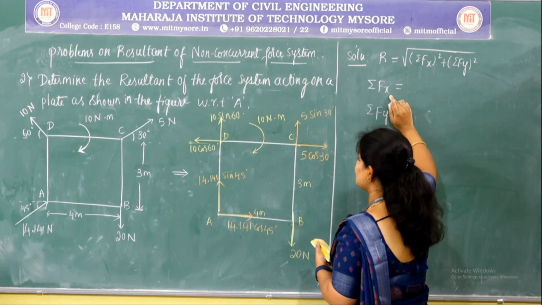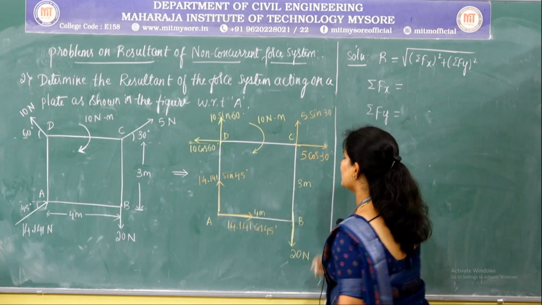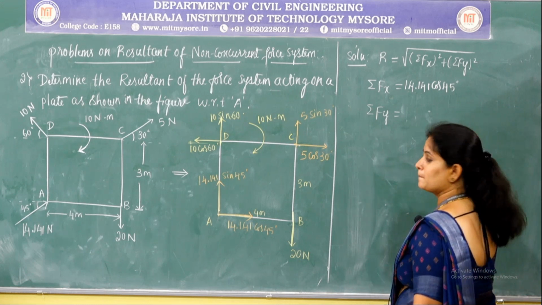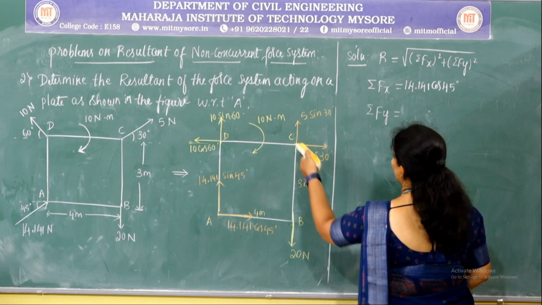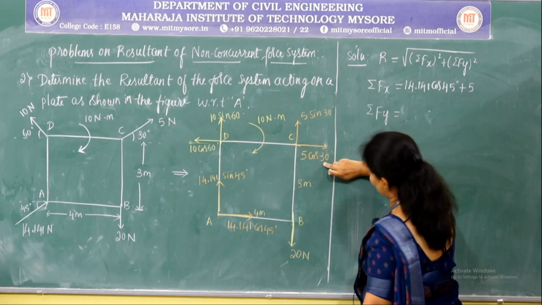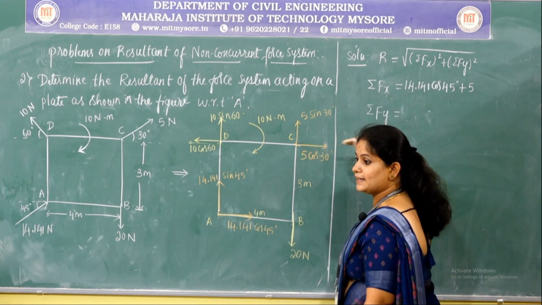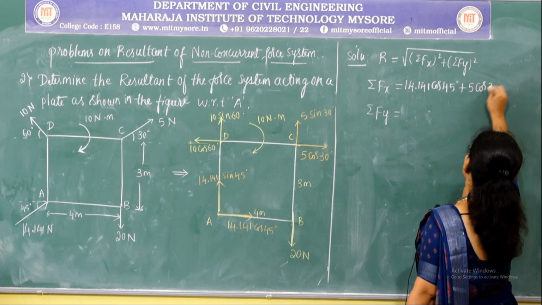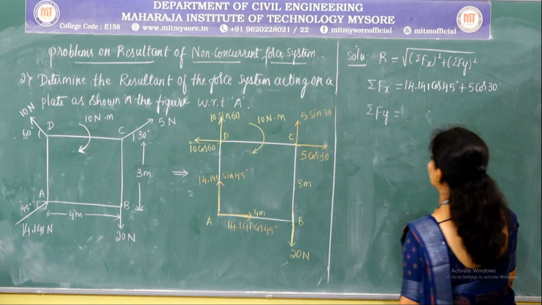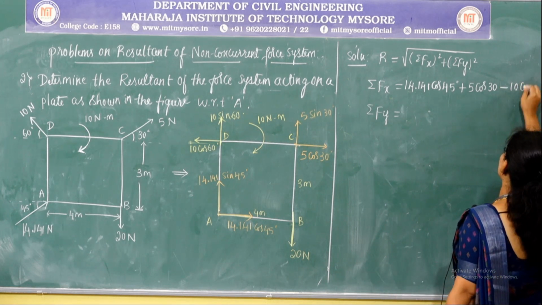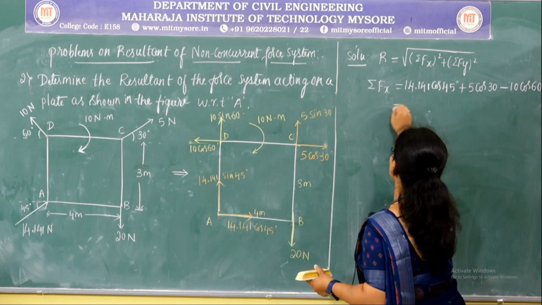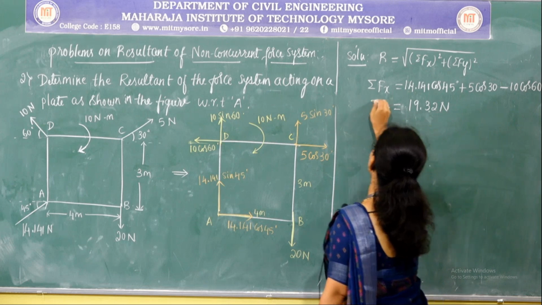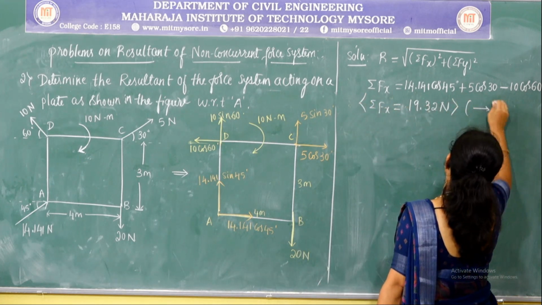Now summation of Fx is nothing but the algebraic sum of all the horizontal components. At point A there is a horizontal component, that is 14.141 cos 45 degree. At point B there is no horizontal force present. At point C there is a horizontal component 5 cos 30 which is acting in the direction of positive x-axis, so it is plus 5 cos 30. And at D the horizontal component 10 cos 60 is towards left, that is why it is negative. So the value of which is 19.32 Newton. Since this is positive, the direction is towards right.